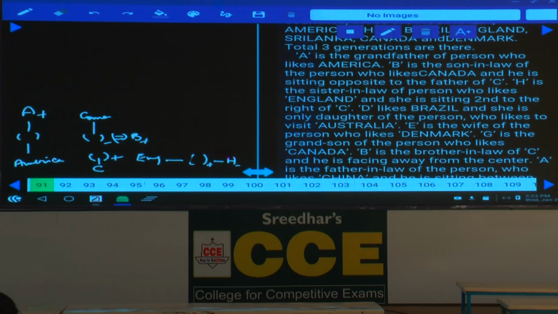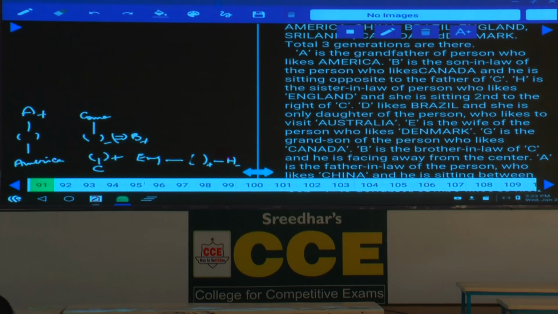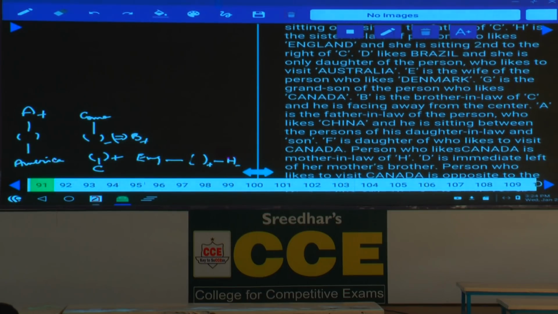And C is seated second to the right of D. D likes Brazil, and C is the only daughter of the person who likes to visit Australia. Now D likes Brazil, and this person is the only daughter of the person who likes Australia.